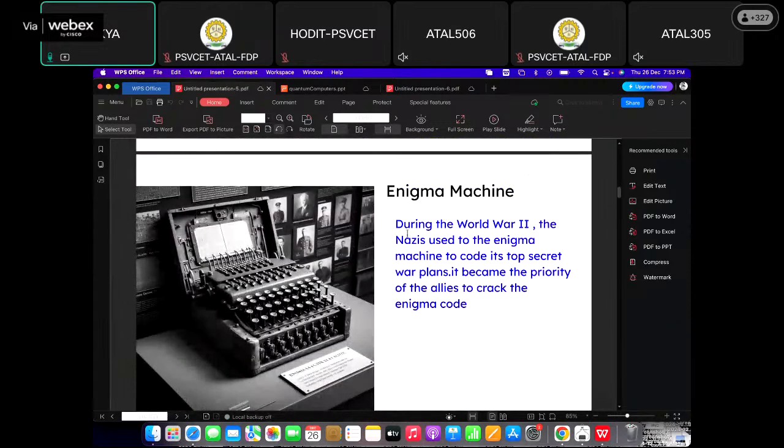Now, let's talk about the Enigma machine. What is the Enigma machine? This machine was used in World War II. This is the Enigma machine.